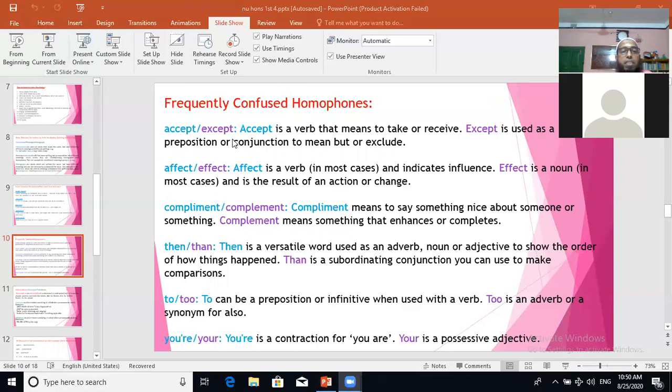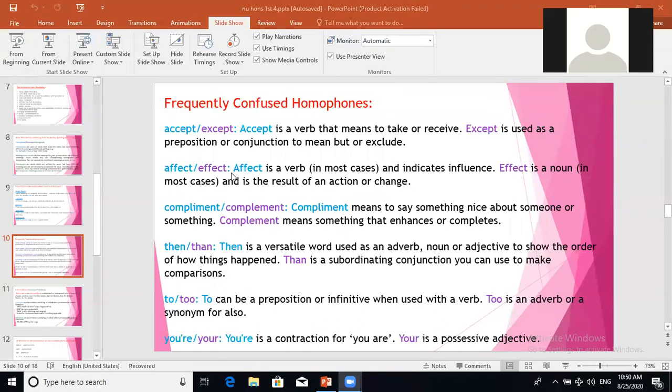Accept is a verb that means to take or receive. Except is used as a preposition or conjunction to mean but or exclude. Have you got it? Accept is a verb, except is a preposition. Different meaning. Affect is a verb, effect is a noun. Affect is a verb and indicates influence, and effect is a noun and is the result. It is the result of an action or change.